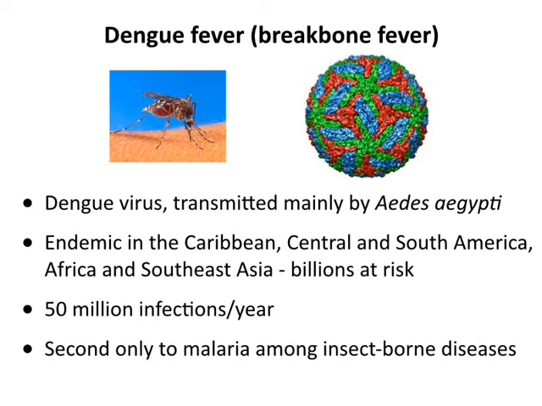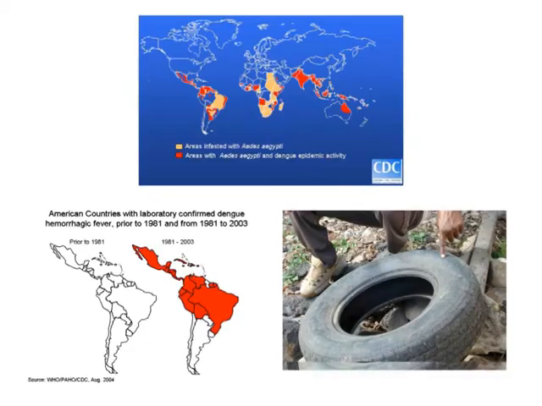And this is a virus transmitted by Aedes aegypti mosquitoes. And it's a flavivirus. It's an icosahedral capsid surrounded by a membrane. This is an infection that's endemic in the Caribbean, Central and South America, Africa, Southeast Asia, and billions of people are susceptible to this infection. There are about 50 million infections a year, second only to malaria in mosquito-borne diseases. So what is the problem here?